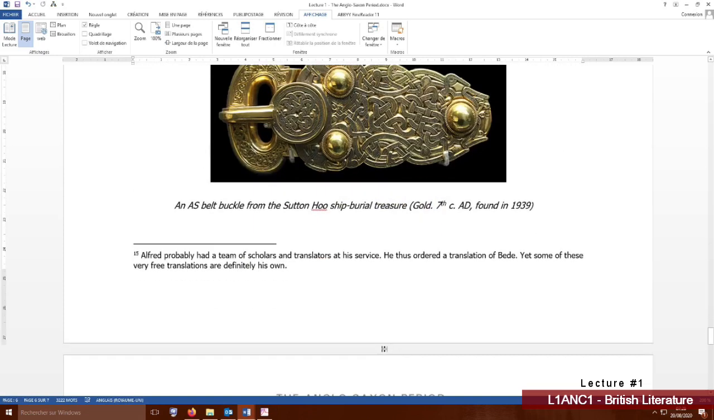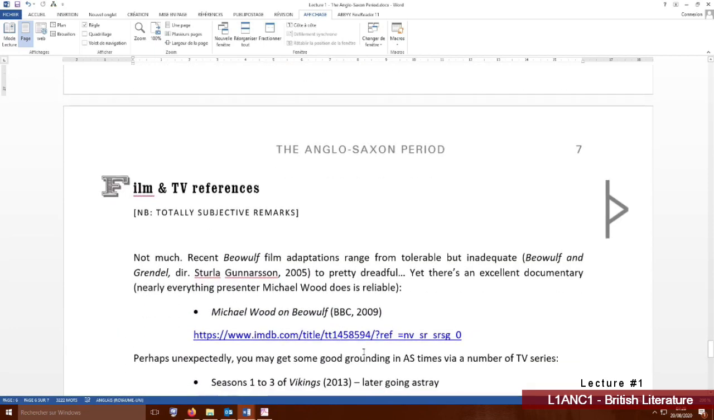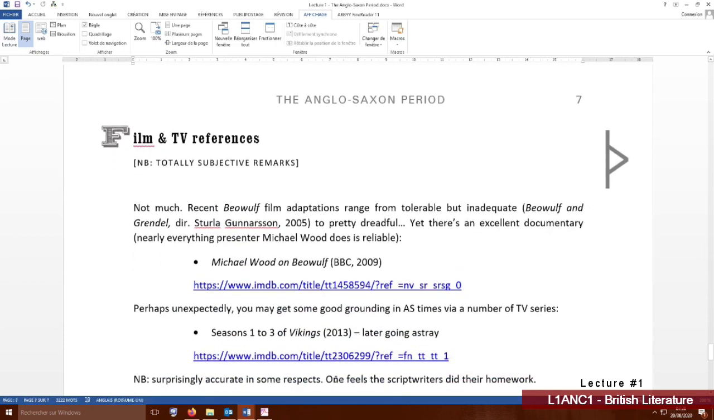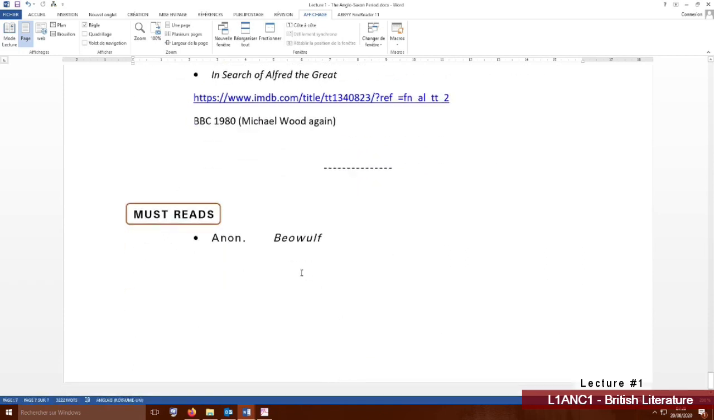Now, at the end of each lecture notes, I always provide film and TV references. These are totally subjective remarks. So this is my advice in terms of film and TV. Feel free to disagree completely with me. I also mention usually a few must-reads. Now, with this first period, the Anglo-Saxon period, there's only one thing you should definitely have read at the end of your first year, and that's Beowulf, of course.